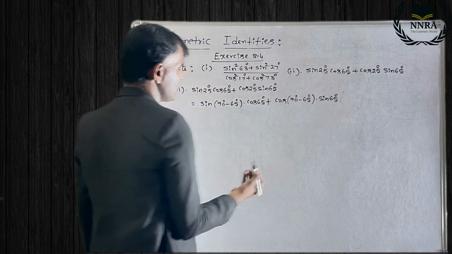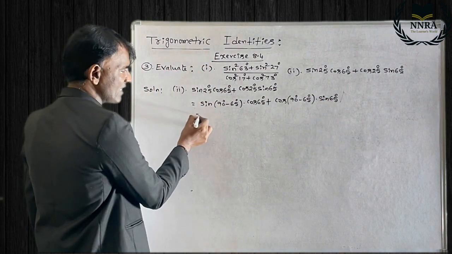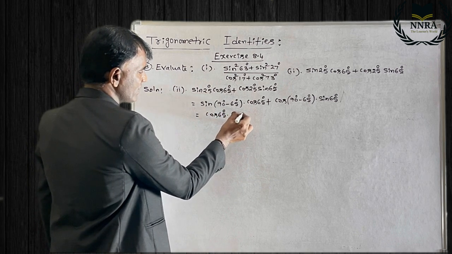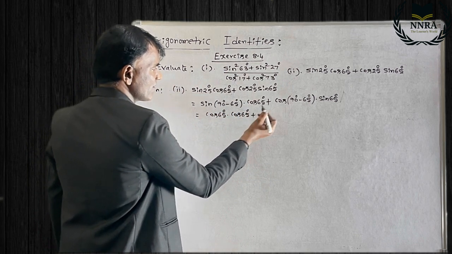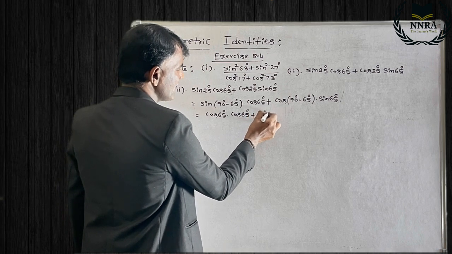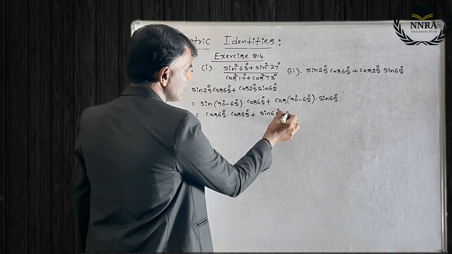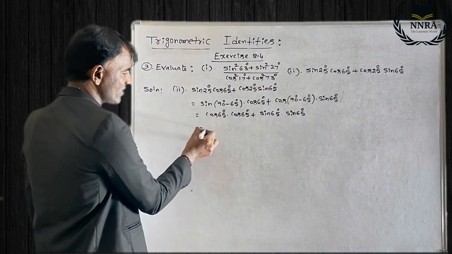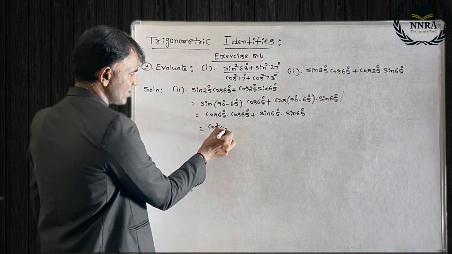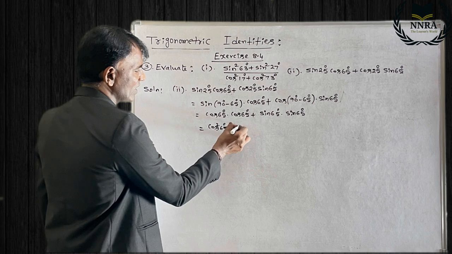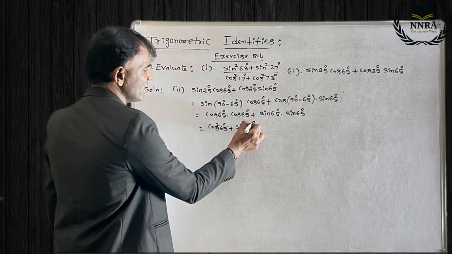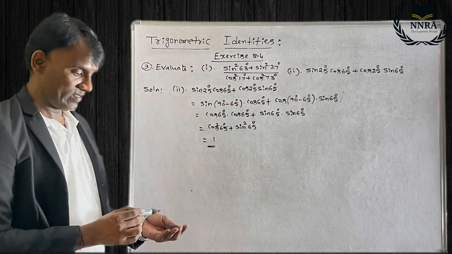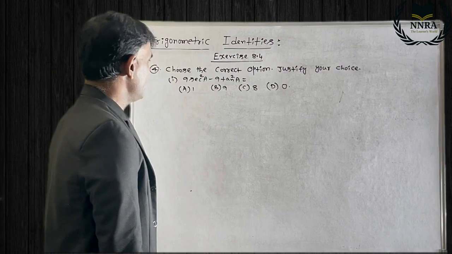No changes in that. And sin of 90 minus a is cos a. So cos 65 into cos 65 plus cos of 90 minus a, sin a, sin 65 again into sin 65 degrees. So cos into cos is cos square. So cos square 65 degrees plus sin square 65 degrees. So cos square a plus sin square a equal to 1. That is the answer.